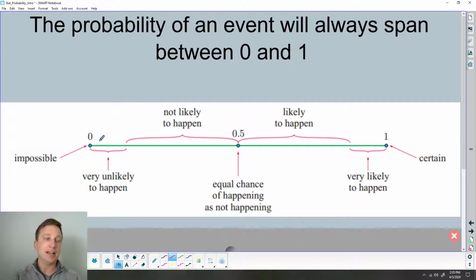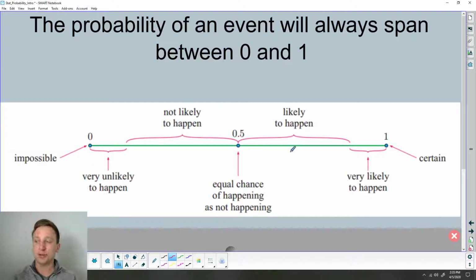It would be like, if today is Sunday, what's the probability that tomorrow is Thursday? 0. Certain always happens. If today is Sunday, what's the probability that tomorrow's Monday? Well, it's a 1 as the probability. These two don't happen very often, actually. It's what's in between.